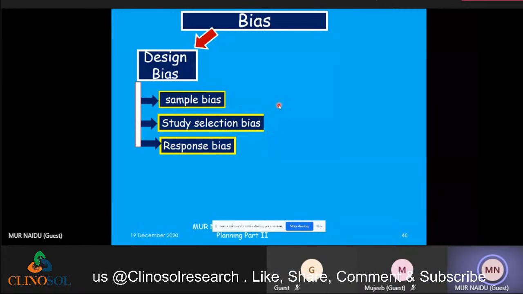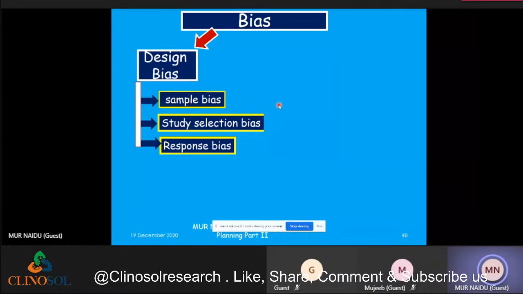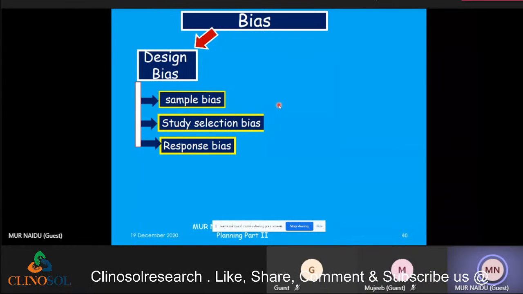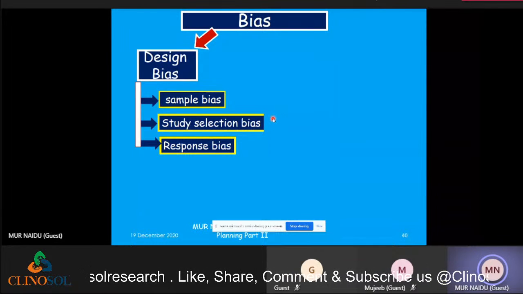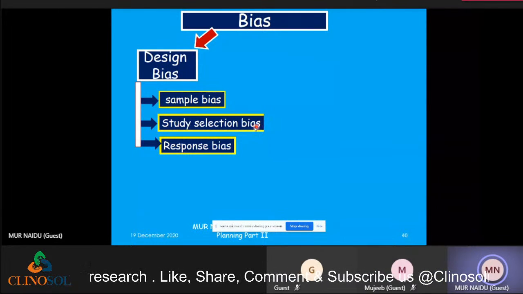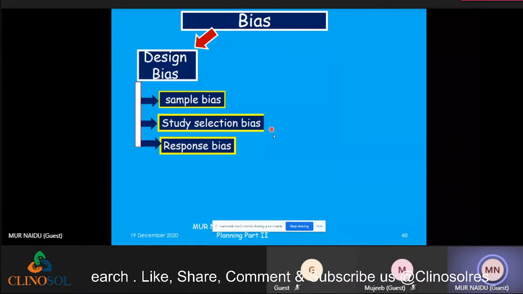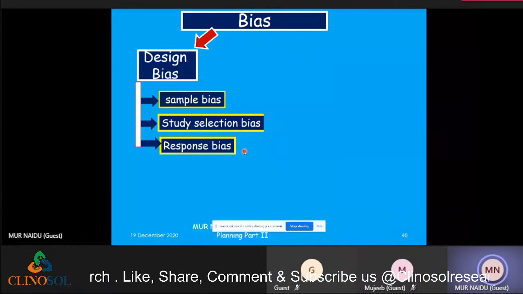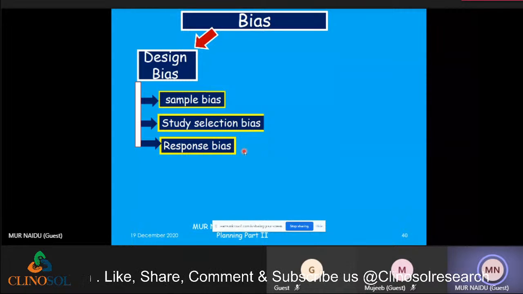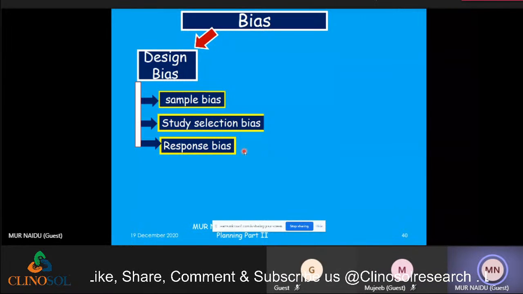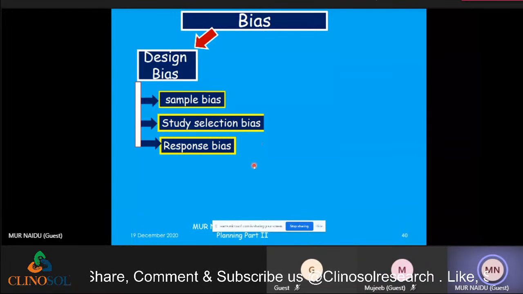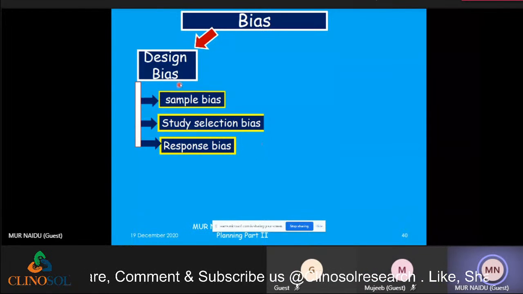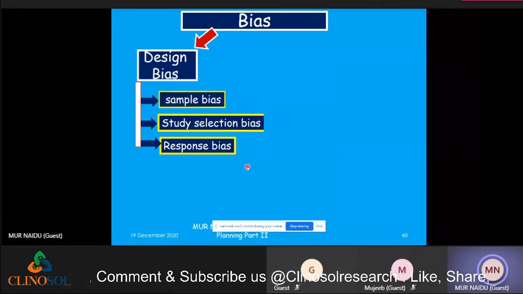Study selection bias. You have to use patients having a glycosylated hemoglobin more than 7. You are including one patient who is having actually 6.8. So study selection is bias. Response bias. You want this response should be like this, but you are not bothering about that response and one little bit here, low or high, you are including. So this is the design bias which can occur.